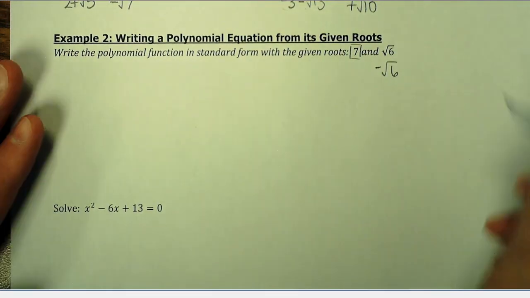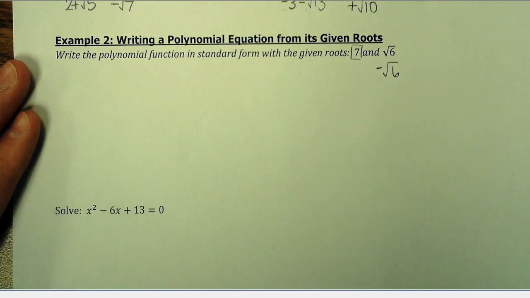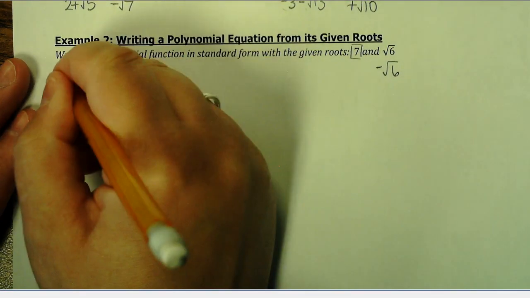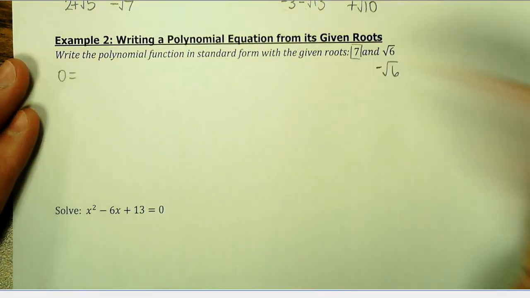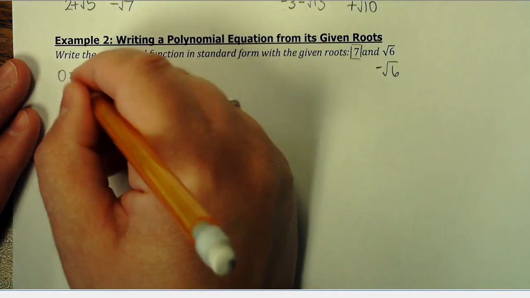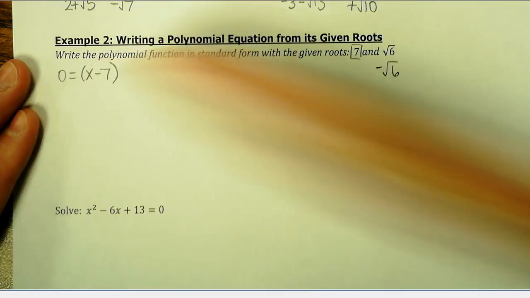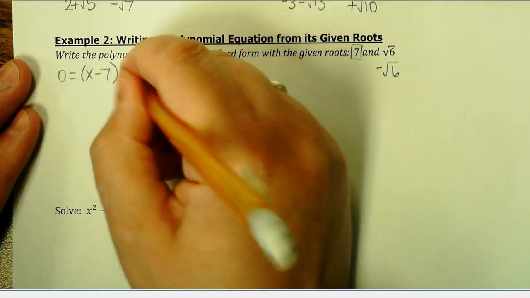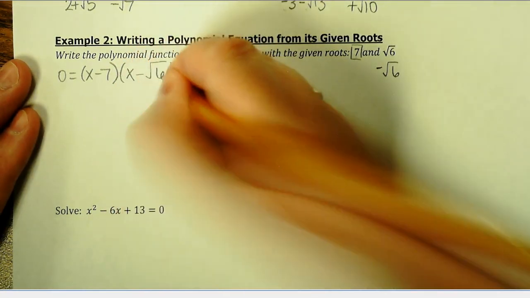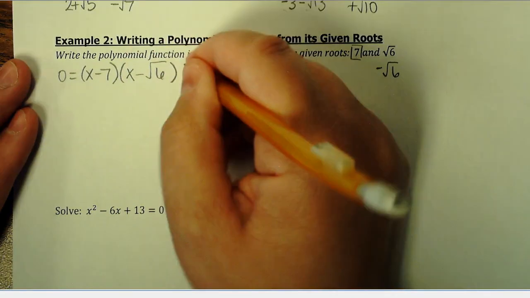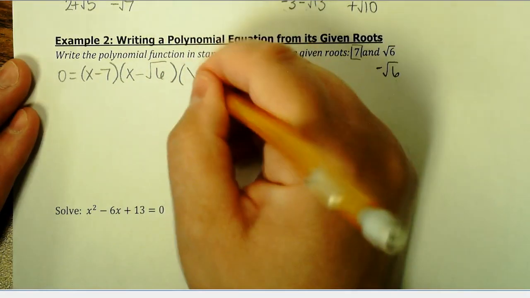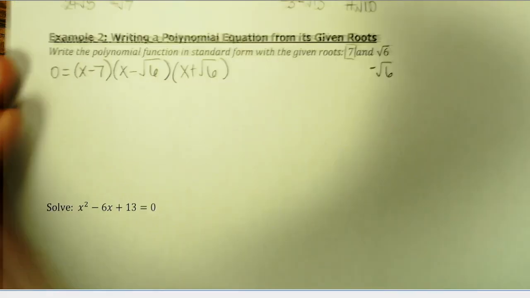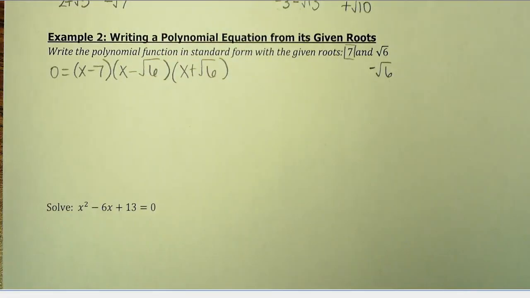And so what we're going to do is set up the linear factors. So an x value of 7 would correspond to the linear factor of x minus 7. If we have a positive square root of 6, the little factor would look like this, x minus the square root of 6, and then negative would be x plus the square root of 6. Now, these are a little bit tricky, and what we are actually going to do here is FOIL.